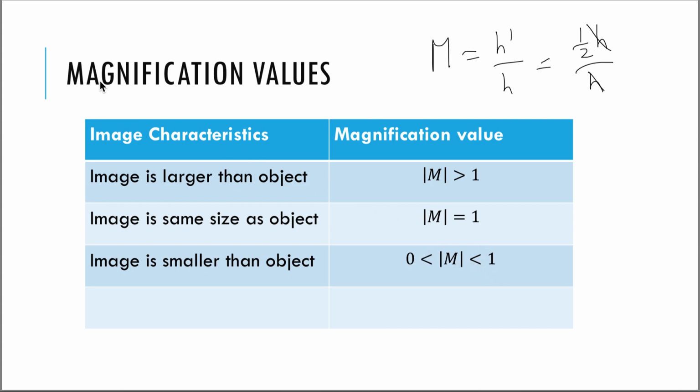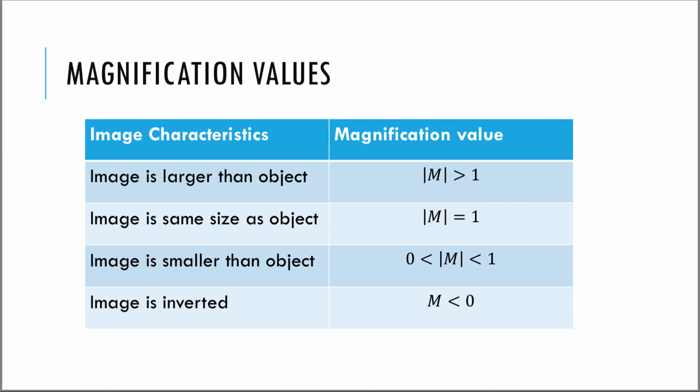And finally, what about if the magnification is less than 0? If the magnification is negative, all that means is that the image is inverted. We saw some ray diagrams where the object was upright, and then once the image was formed, the image was somewhere over here, inverted. So when you do the calculations using the magnification equation, if it's a negative number, that tells you that your image is inverted.